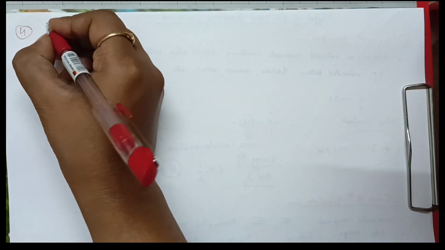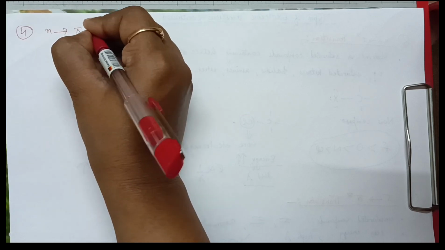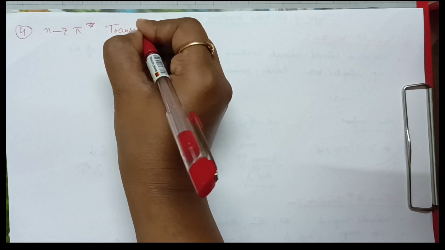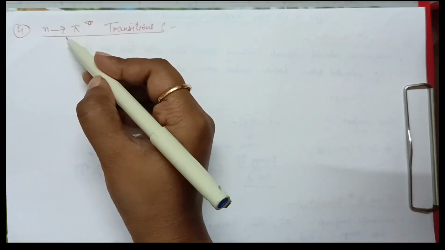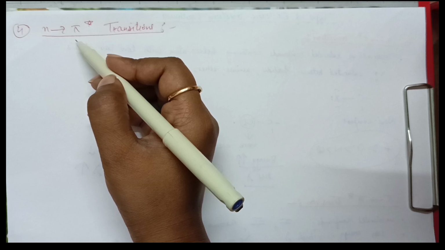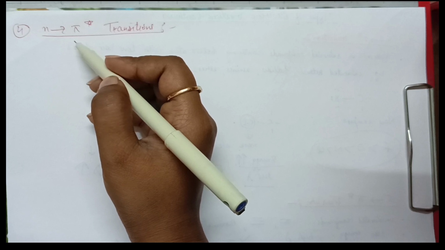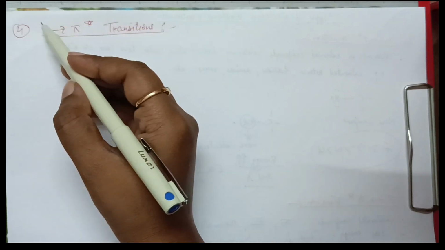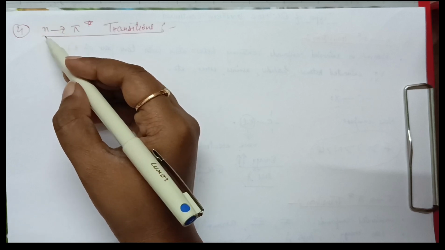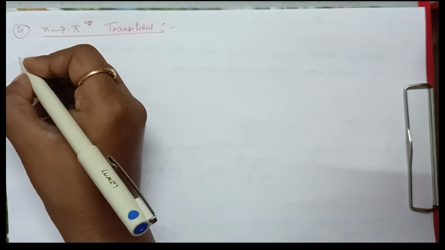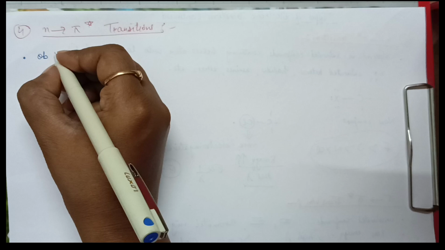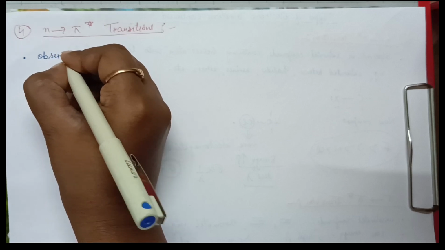So now we have n to pi star transitions. Now what type of compounds we need, that will be told by the transition itself. Suppose we have the pi star orbital. So if pi star is there, definitely pi is also going to be there, right? If pi is there, that means we need the unsaturation, that means double bond or triple bond. Now we have the n. n means non-bonding. Non-bonding means we need the lone pair. Lone pair means we need the hetero atom. So these are observed in compounds having unsaturation and lone pair.